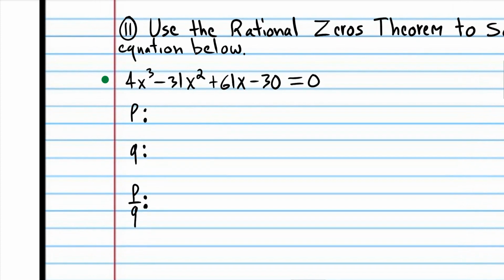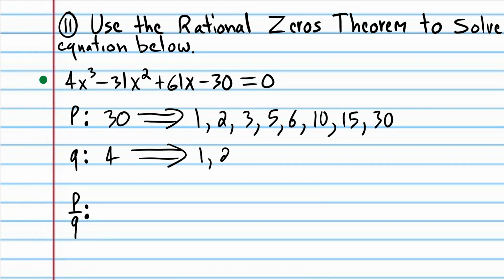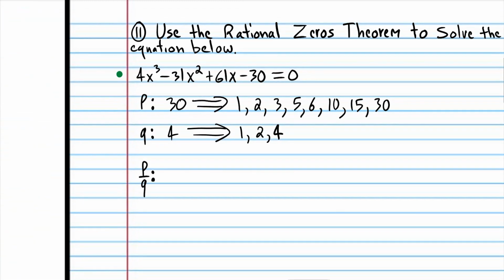Okay, we're back. So P represents the factors of 30, and Q represents the factors of 4. So we have 1, 2, 3, 5, 10, 15, and 30. Factors of 4 are 1, 2, and 4. And P over Q, we're going to have 1 divided by 1 is 1, and 1 divided by 2 is 1/2, and 1 divided by 4 is 1/4.